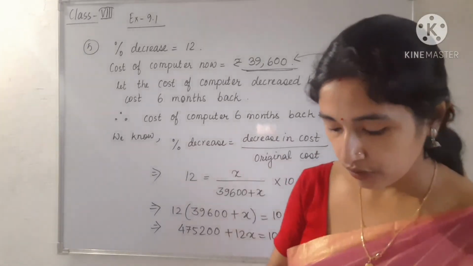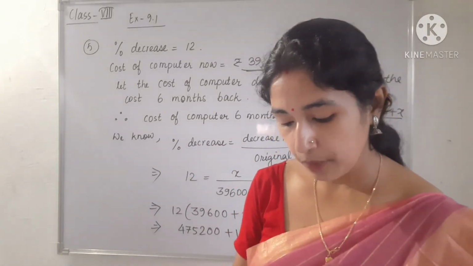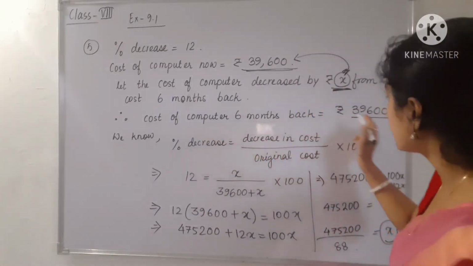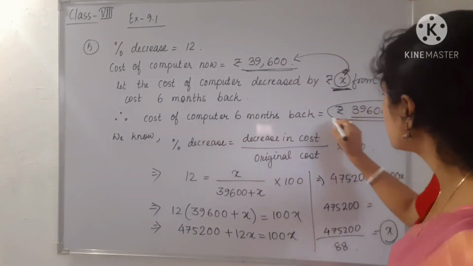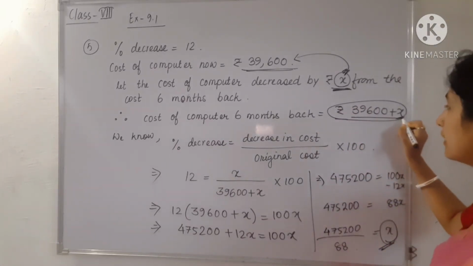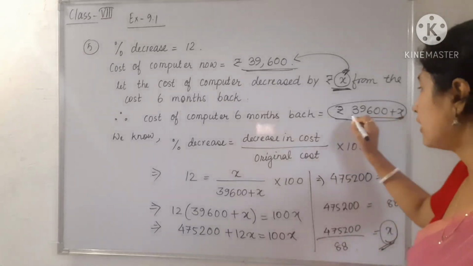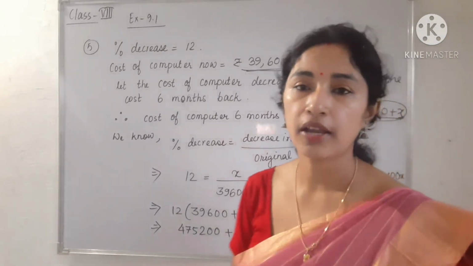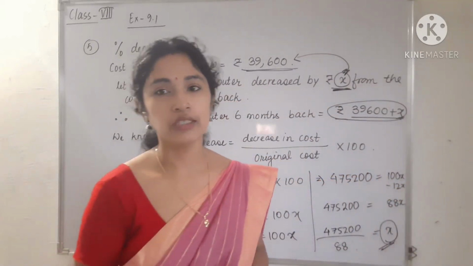But in the question what they are asking is, what was the price of the computer 6 months back? So see here what we have taken, 6 months back the cost was this much. So after finding x, you have to put that x in this place, and add it to 39,600, so that we can easily get the price of the computer 6 months ago.